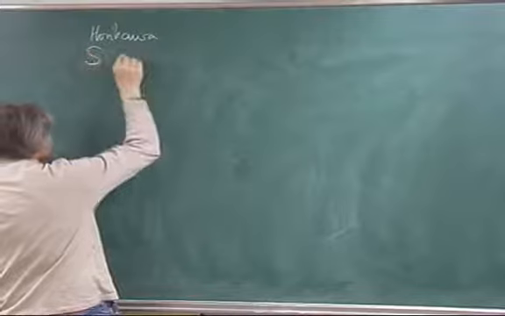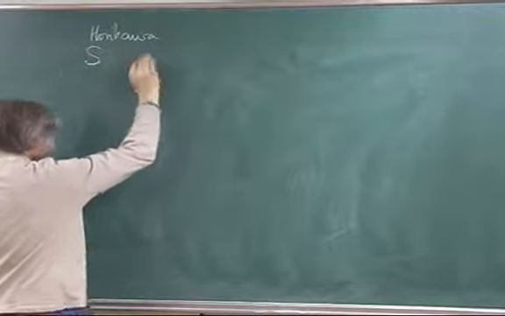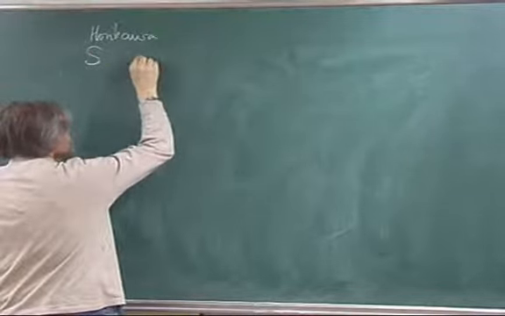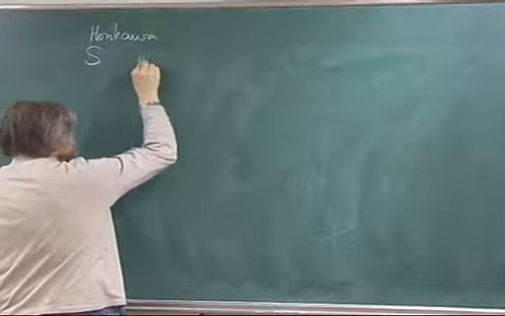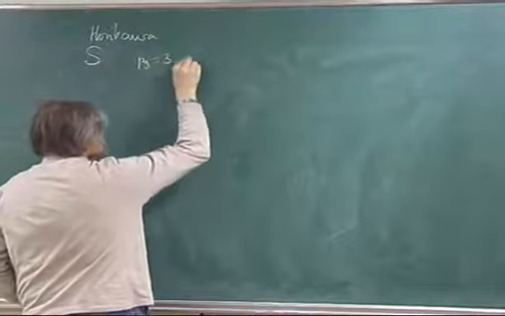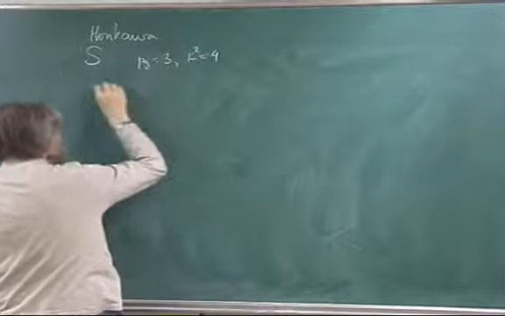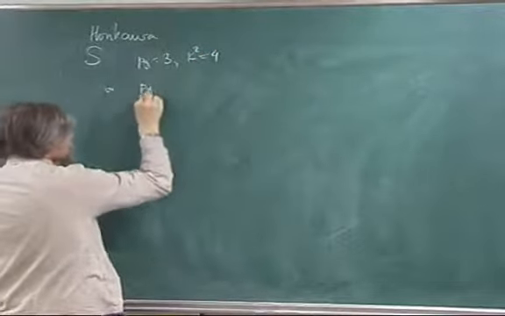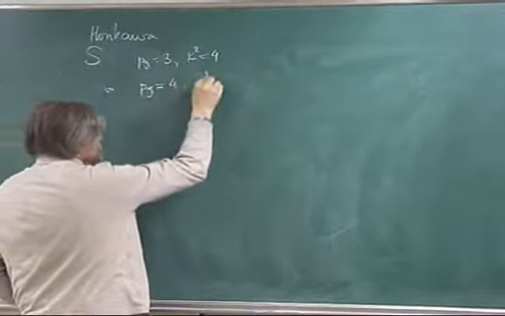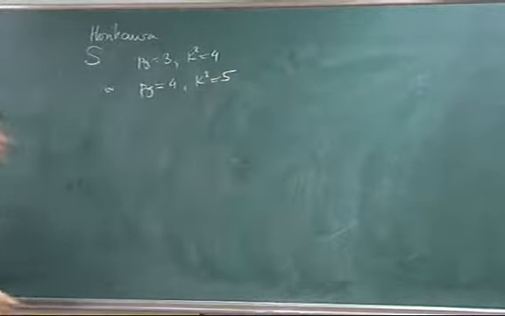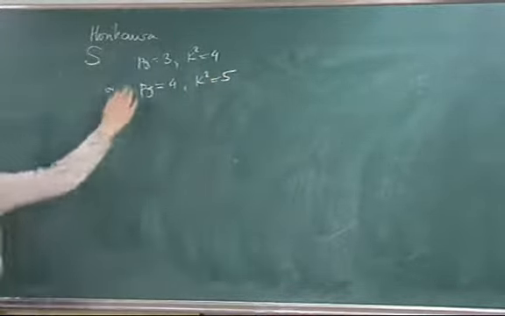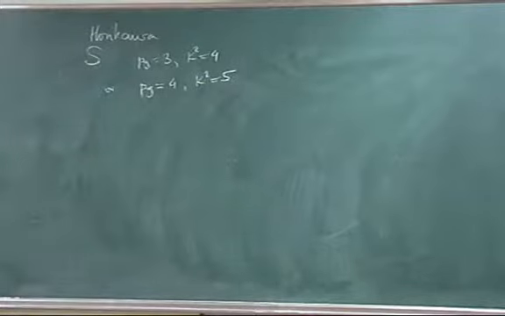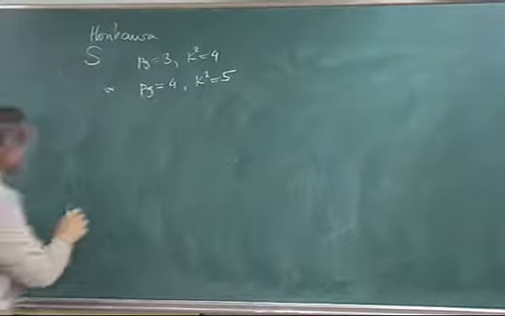surfaces of general type, so S, the usual thing, PG equals 3, K squared equals 4, or PG equals 4, K squared equals 5. So I'm going to start with the first, because that allows me to set up a little bit of notation and so on. But basically it's the same.